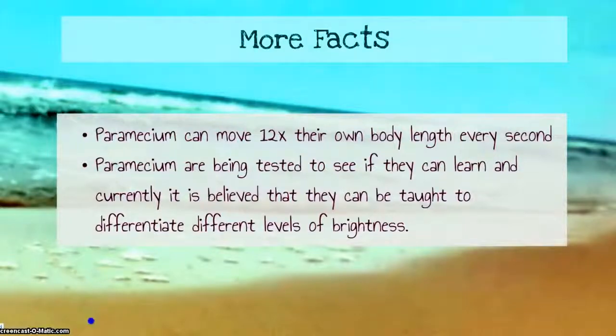And other facts. They can move 12 times their own body length every second. How scary is that? They're also being tested to see if they can learn, and it is now believed that they can be taught to differentiate different levels of brightness. It's almost the same as the eye spot in plant-like protists, such as Euglena. So that's pretty sweet.